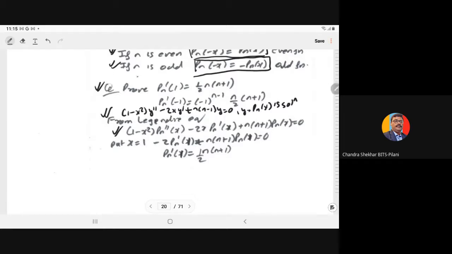So in this case, as you put x is equal to 1, this factor will become 0. And from the second expression, we have minus 2 Pn dash for x is equal to 1 plus n into n plus 1 Pn1. And what is Pn1? Pn1 is 1. So this will give you Pn dash for x is equal to 1 is equal to 1 by 2 n into n plus 1. In the original equation, it is n into n plus 1.